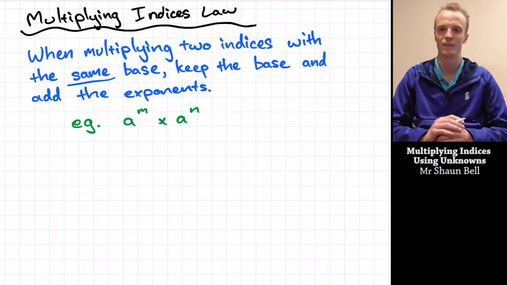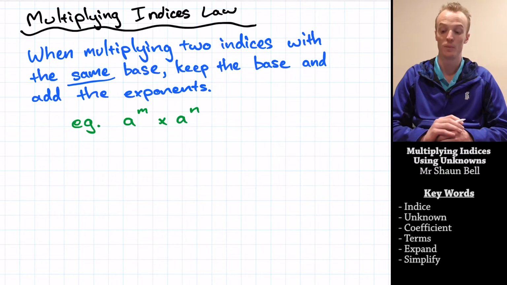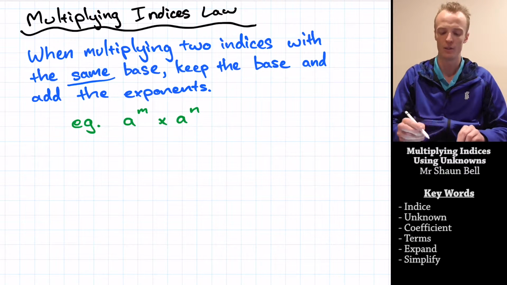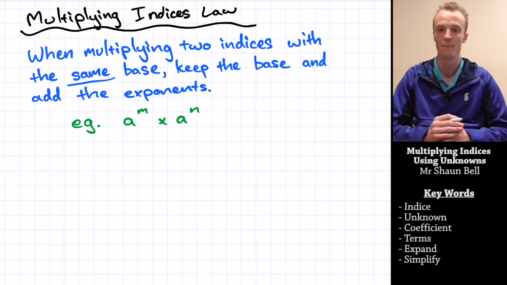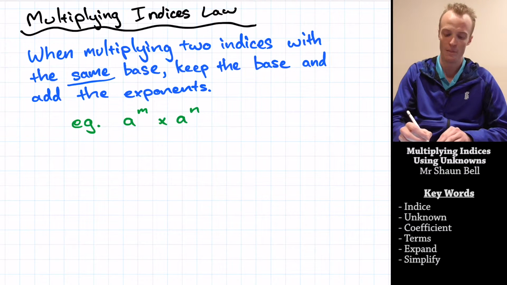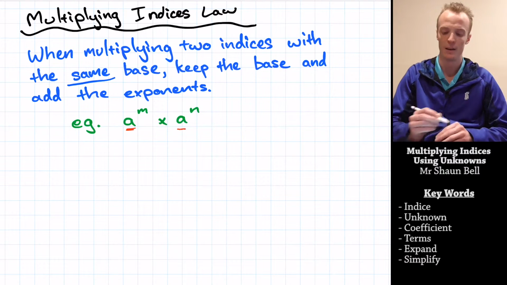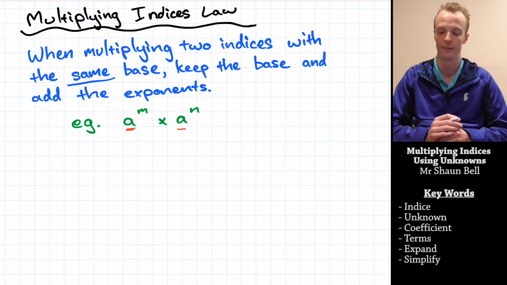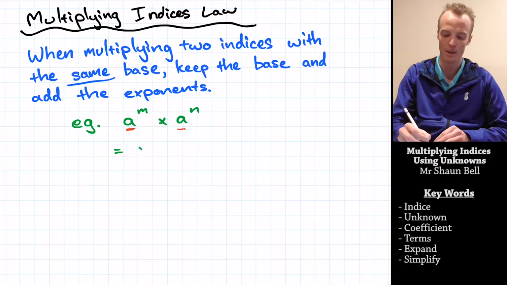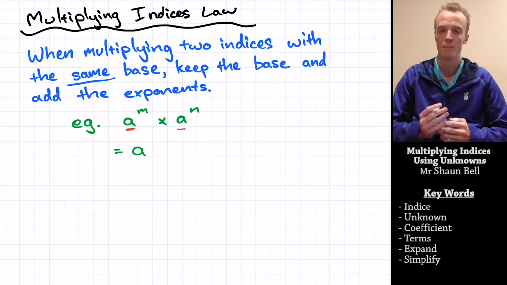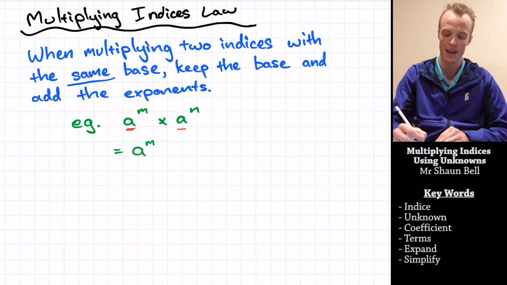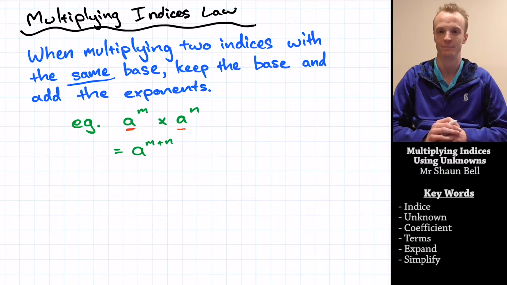Now, to recap our last video, we discovered that when we multiply two indices with the same base together, we keep that base and we add the exponents. For example, in front of me, I've got two indices, a to the power of m and a to the power of n. The base is here, and we can see that we're multiplying two indices with the same base. So when we apply that law, we keep the base the same, so that a, but we add the exponents, the m plus the n.